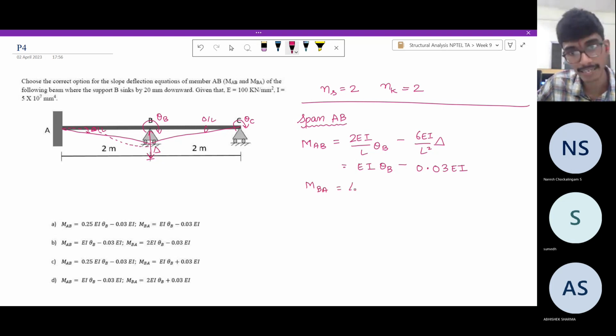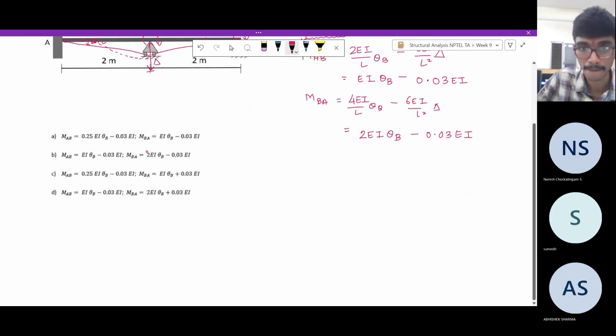MBA is 4 EI by L theta B plus 2 EI by L theta A, but that is 0 since theta A is 0. Minus 6 EI by L square delta. So delta is positive in this span. So take it as, what you get: 2 EI theta B minus 0.03 EI.